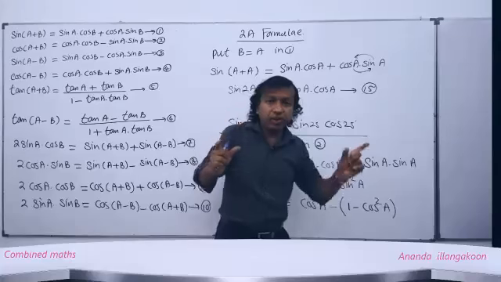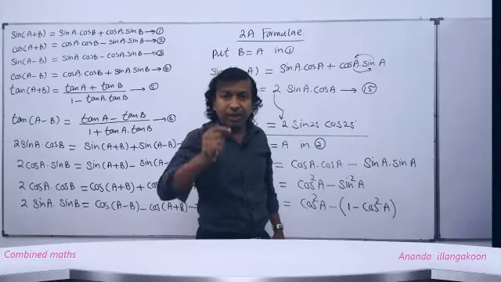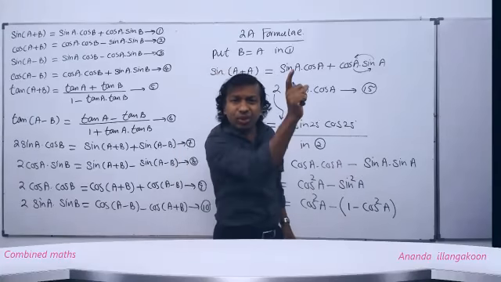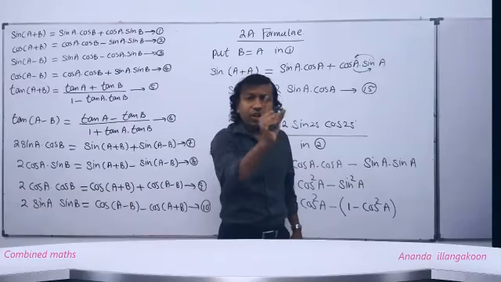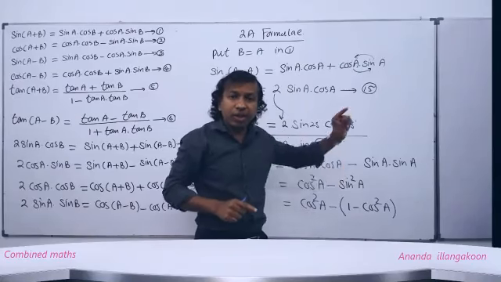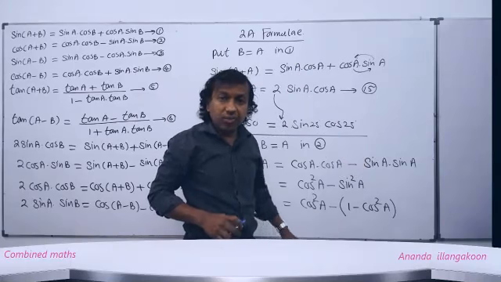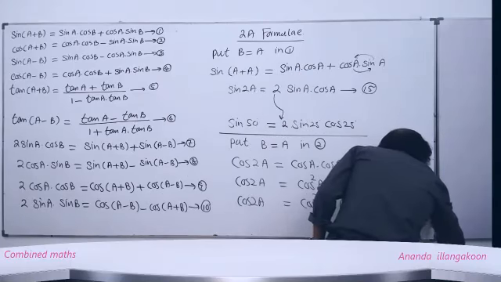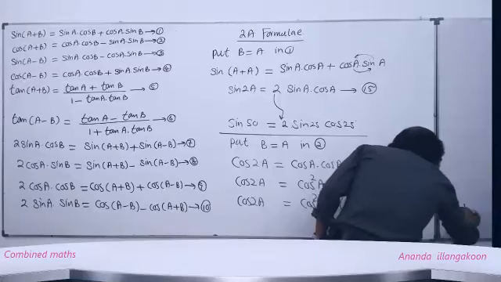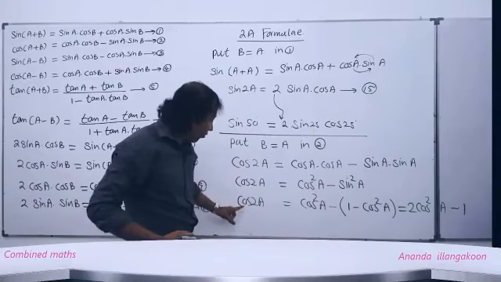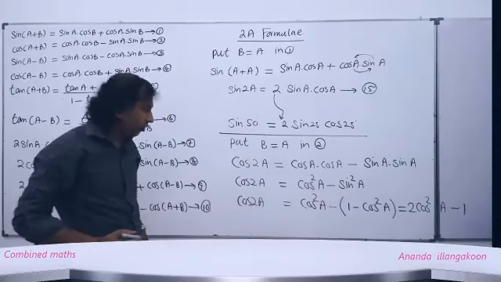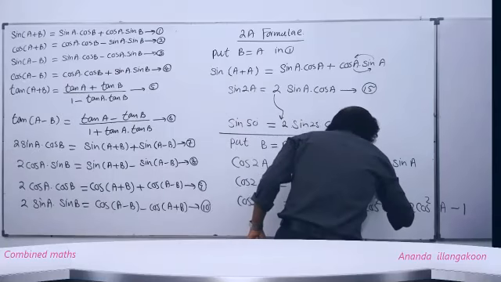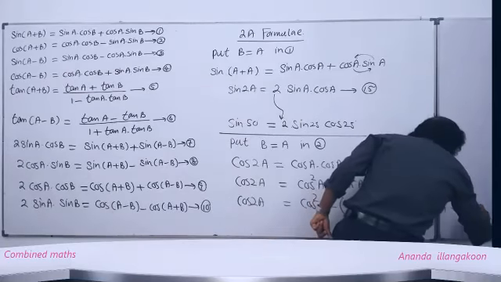Cos squared A plus cos squared A is, people, what? 2 cos squared A. It's like x squared plus x squared, no? What is x squared plus x squared? 2x squared, no? Like that, cos squared A plus cos squared A, 2 cos squared A minus 1. This is 2 cos squared A minus 1. This is, people, another formula for cos 2A. This is the first one. This is the second formula for cos 2A.